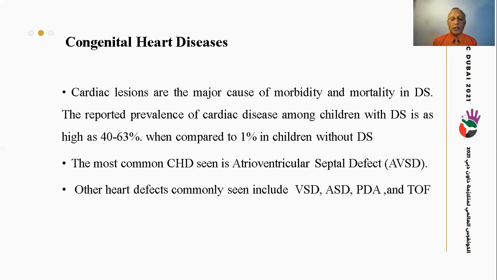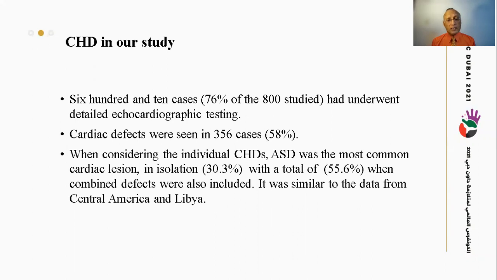The most common congenital heart disease seen is atrioventricular septal defect in the world literature. Other heart defects commonly seen include ventricular septal defect, atrial septal defect, PDA, and TOF. But in our study, 610 cases, that is 76% of the 800 study, underwent detailed echocardiographic testing. Cardiac defects were seen in 356, 58%, almost on the higher side of what has been described. That is, more than half of them had cardiac disease.